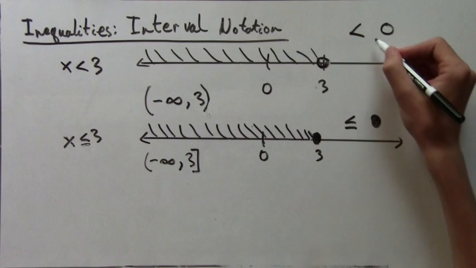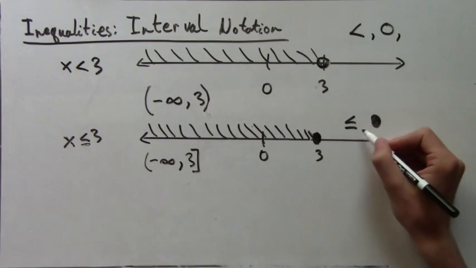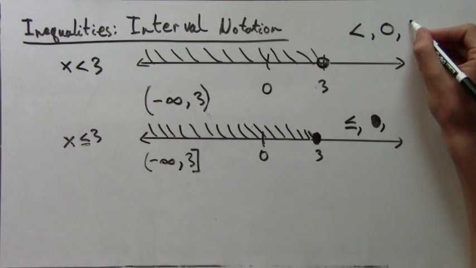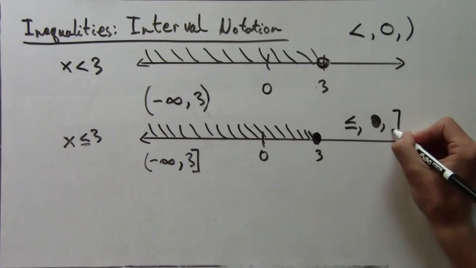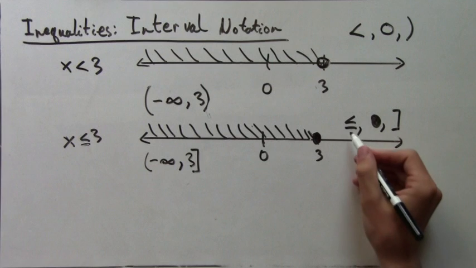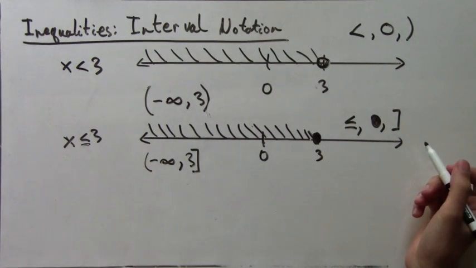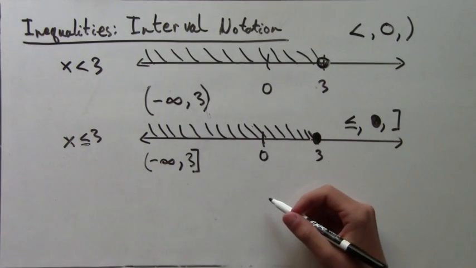Now notice the difference again. Before, we just had regular parentheses. That's because the 3 was not included. Now we have a bracket by the 3, and this is because the 3 is included in the set, in the interval.